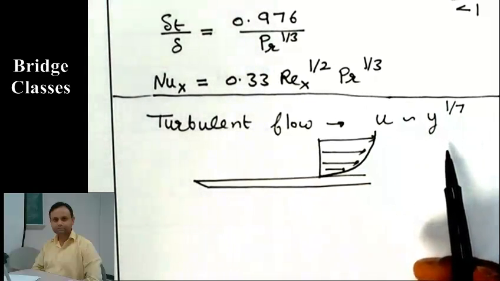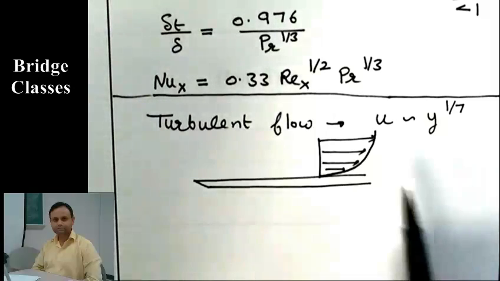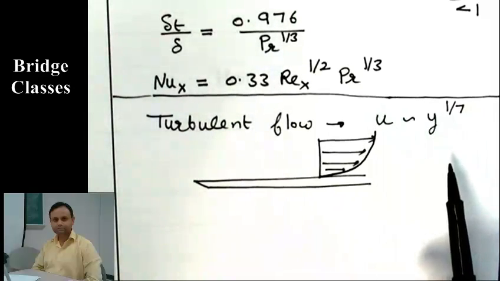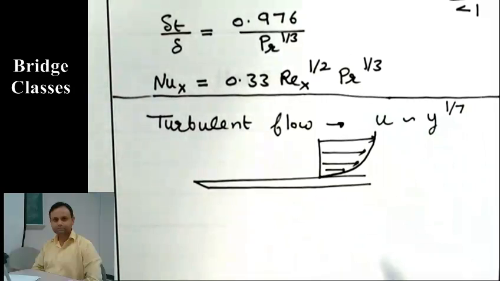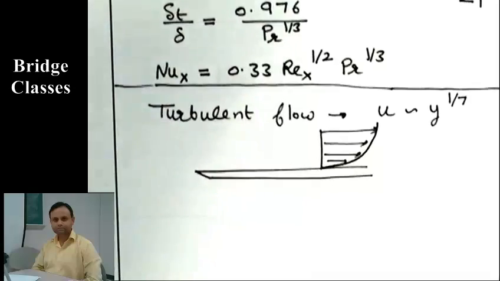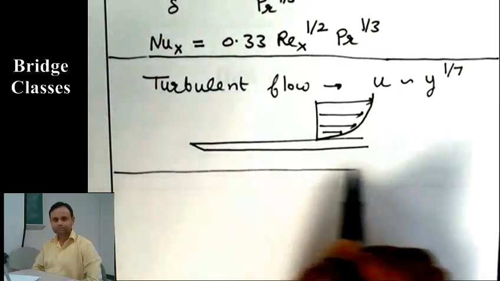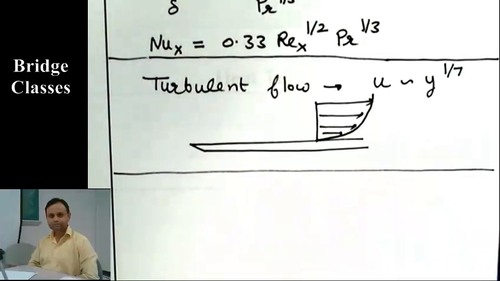So when you assume a velocity profile and it is turbulent, you assume something like this, and then do the same analysis. What you get, the answer will be applicable for turbulent flow. That's the idea. That is the integral approach.